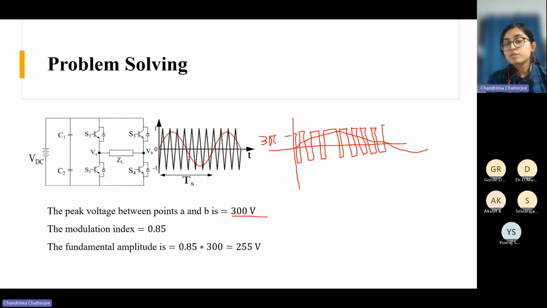Because it fluctuates between plus VDC and minus VDC, the amplitude will be 300 volt. But if you want to find out the amplitude of your fundamental, then it will be the modulation index times 300. So the modulation index is 0.85. This is 255. Okay.